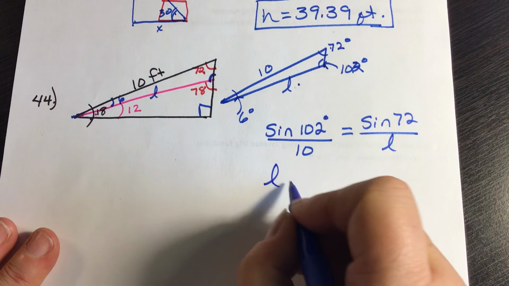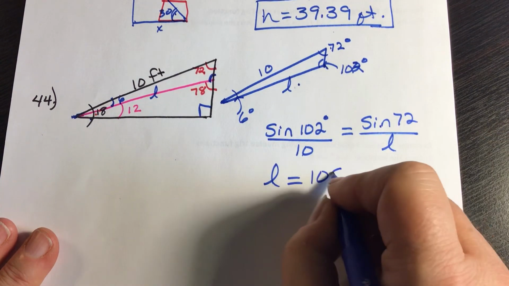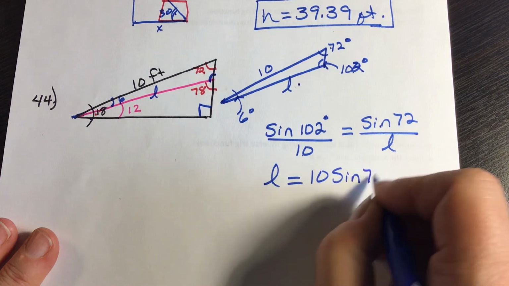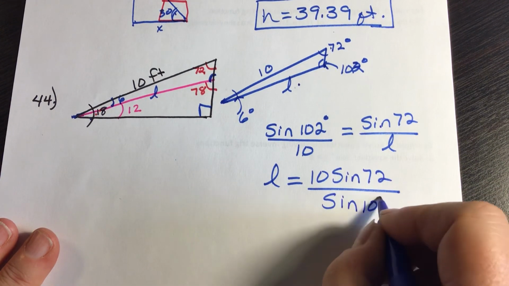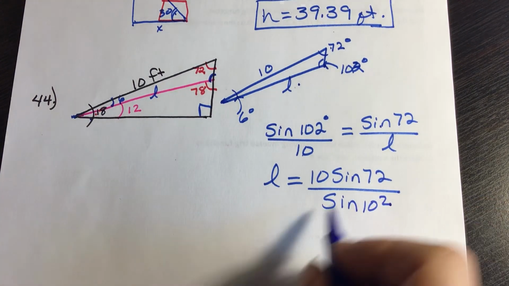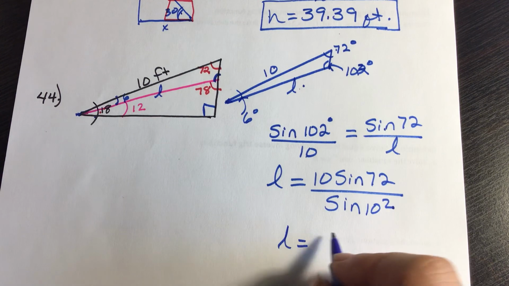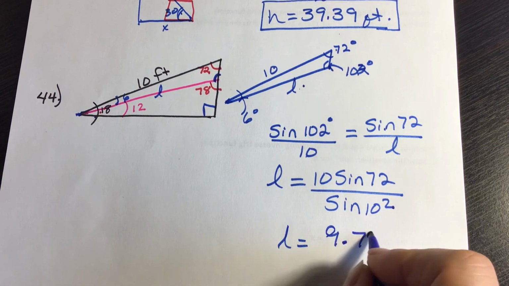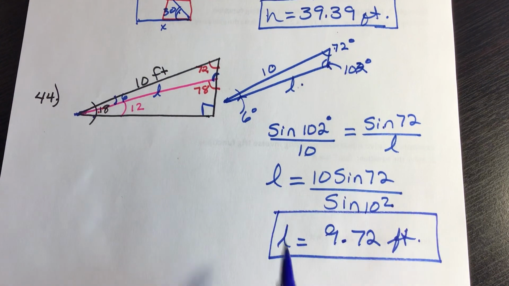All right, so L will equal 10 times sine 72 divided by sine 102. And when I solve for that, the length of the ramp is going to be 9.72 feet. All right.